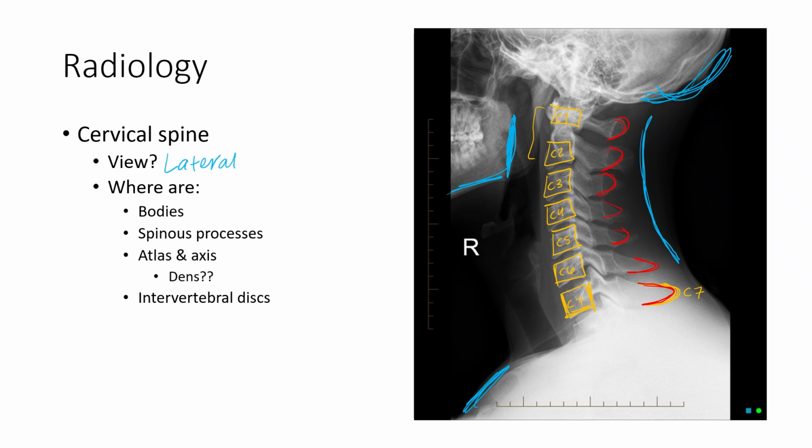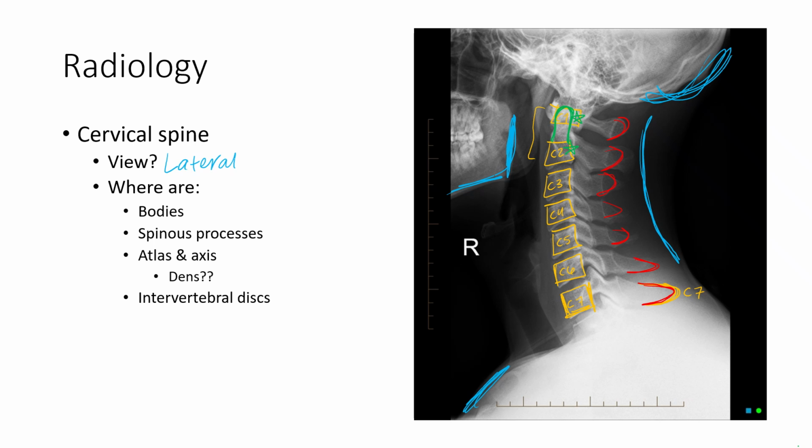Can you see atlas and axis? You can see atlas and axis, actually. You can see C2, is that atlas or axis? That's axis. And you can see C1 as well. And in fact, you can see the dens just a little bit as it sticks up through there. That would be a very high level thing to be able to pick out though.